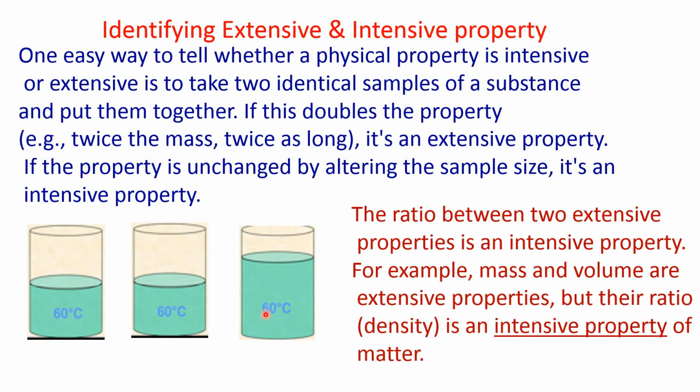Now another point, which is also very important: the ratio of two extensive properties is an intensive property. For example, density is mass by volume. Mass is an extensive property, and volume is an extensive property, we know. So this ratio, density, is an intensive property. Using these two points, you can identify whether any thermodynamic property is intensive or extensive.